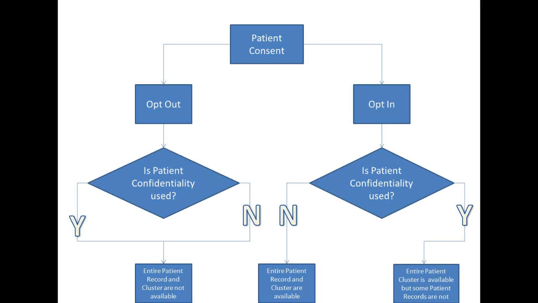So this is just a diagram showing the different options where the patient consent goes either opt-in or opt-out, and then do you use patient-level confidentiality, and then the yes, no, and then it shows you how either the entire record is not available, the entire record is available, or it's available with certain exclusions.